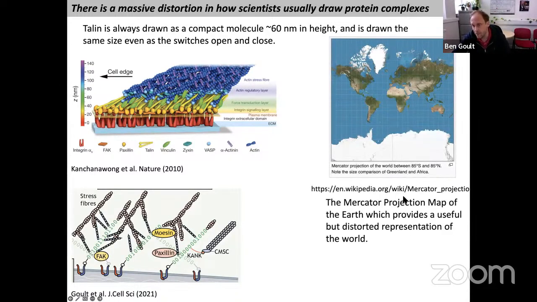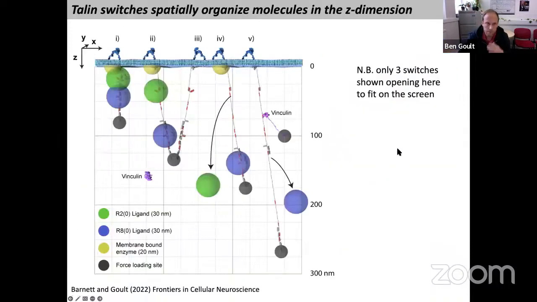So I linked this to the Mercator projection map of the Earth, where this is incredibly useful. This is a common story and a common idea which everyone can share and understand. But it's distorted in that, like in the Mercator projection map, Greenland's the same size as Africa, which obviously it's not. But it means that you can use it, but you lose a key part of the information by reducing it to this single image which everyone holds.